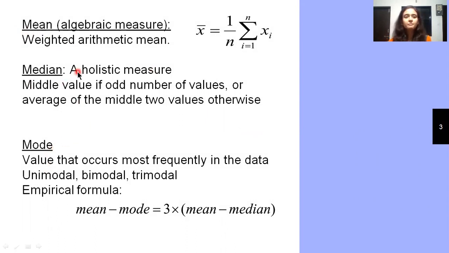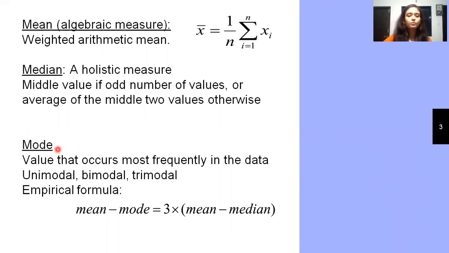So what is mean? Mean means the average. You have to do the summation of all the observations divided by the total number of observations. This is the formula of mean. Next comes the median. Median is the middle value. If the total number of observations is odd, then you can easily find the middle value, and that will be your median. But if the total number of observations is even, then you will get two middle values. You have to take the average of those two values, and that will be considered the median for an even number of observations.